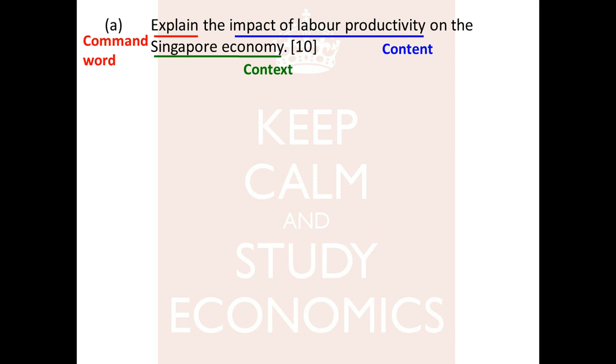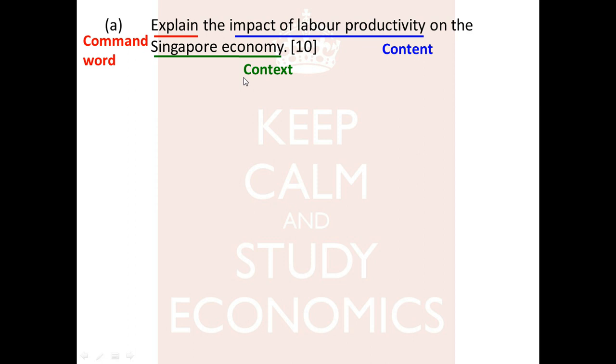As usual, the way you analyze your question, first, the command word is to explain. You should be very familiar. The content is to analyze the impact of labor productivity. Okay, so first and foremost, you need to set out what exactly is labor productivity and how is it that we can illustrate labor productivity using the frameworks that we have learned before. Okay, next, you have to, of course, explain all these in the Singaporean context.